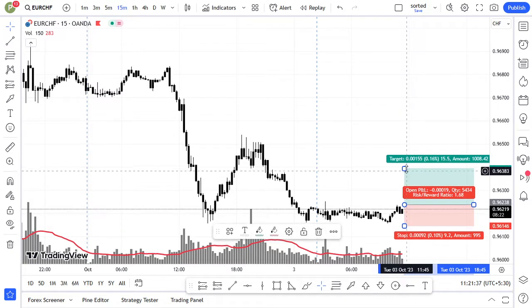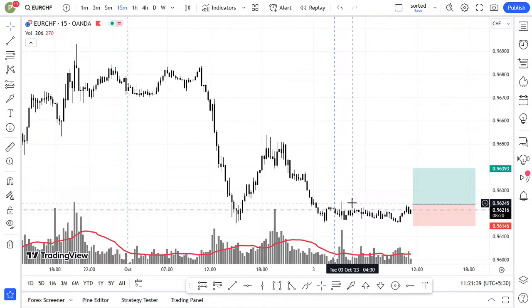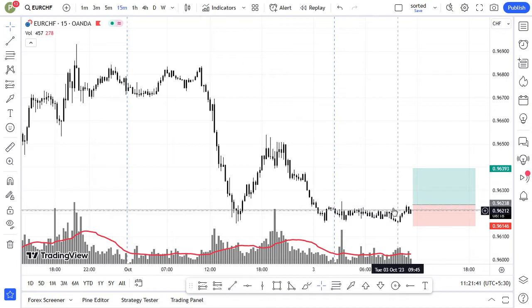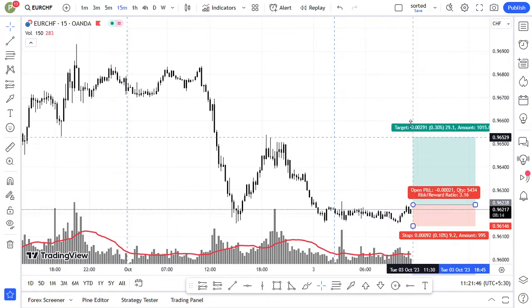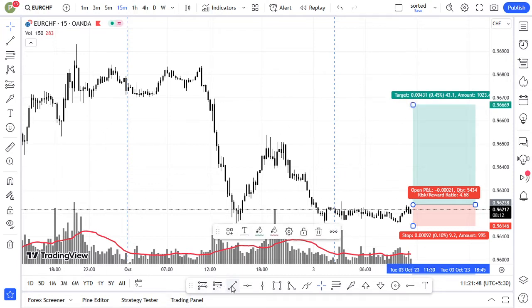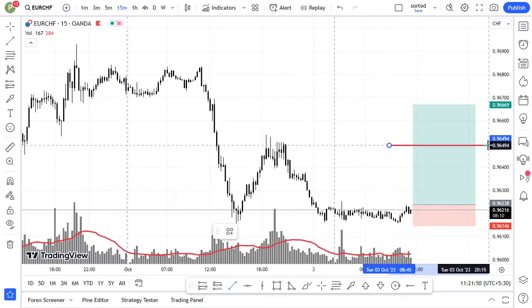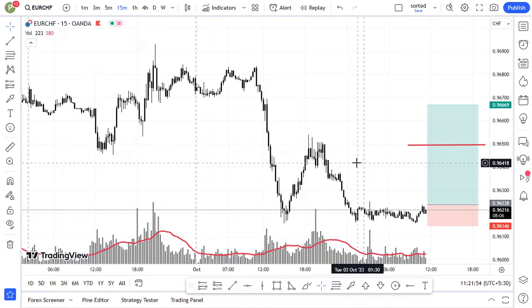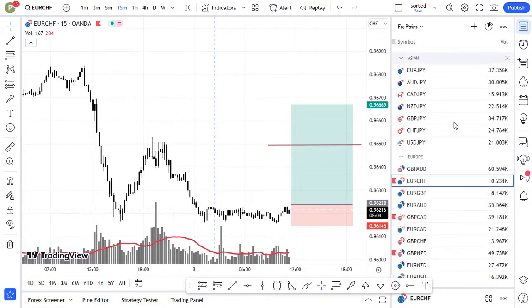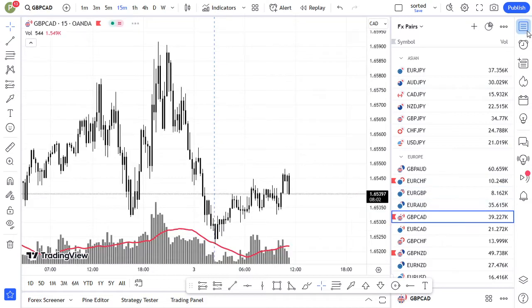So looking for a buy in this, and this will be my stop loss level. I don't know where I could grab the price, but I will try to grab it as low as possible, and this will be my first target and this will be my second target. So let's see how it develops when the market opens at 12:30, and we'll be looking for a buy in this. My next pair is pound cad.